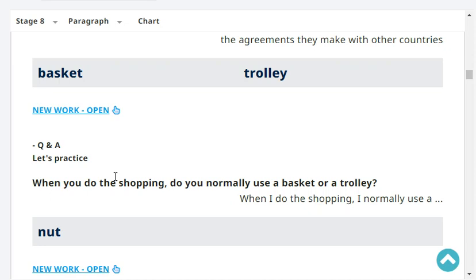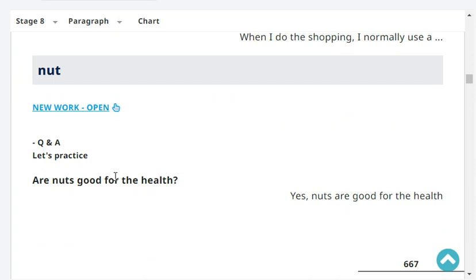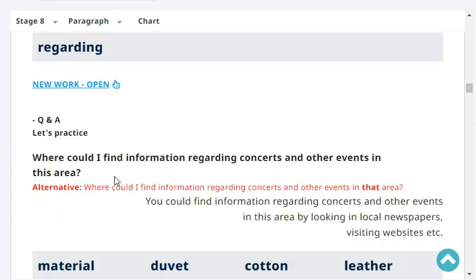When I do the shopping, normally I use a basket. Very good. Are nuts good for the health? Yes, nuts are good for the health. Very good.